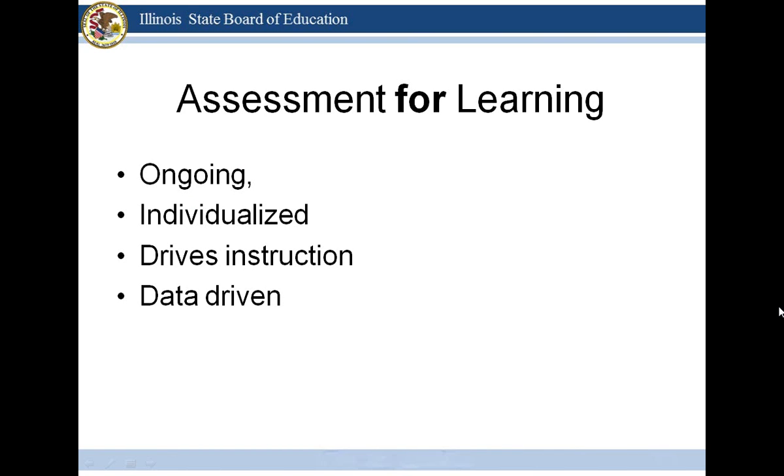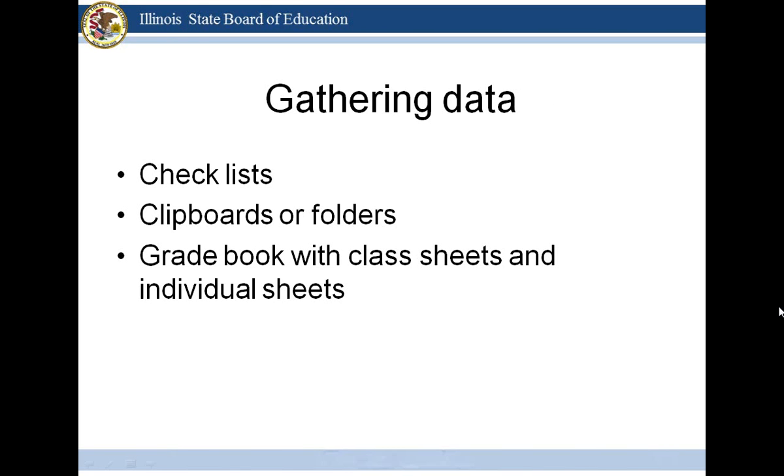Assessment for learning is ongoing, it's individualized, it drives your instruction by seeing where the students are in their learning, and it's data-driven. You see what sub-skills your students have mastered and which ones they still need to work on. You can gather this data through checklists, clipboards or folders, or gradebook sheets, class sheets, and individual sheets.